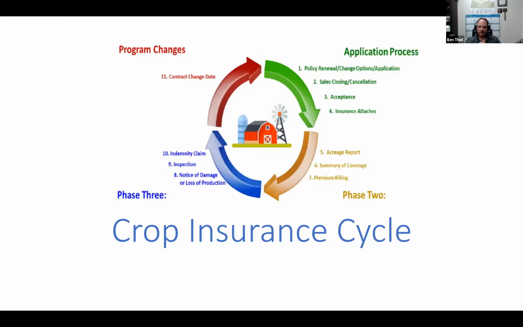Phase 3 is the claims process, which could occur really any time, but this is when damage has occurred. You send a notice of damage, have the crop appraised, and submit a claim. Again, this is done through the insurance companies and their staff of loss adjusters. The final phase is what we call the contract change date. This is when RMA makes changes to the program for the coming year. We have to make changes well in advance from year to year. So for wheat, the contract change date for 2022 was June 30th.